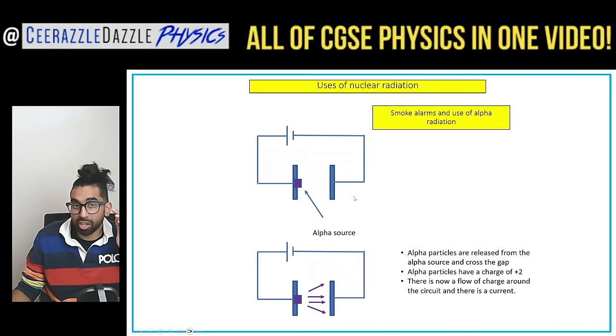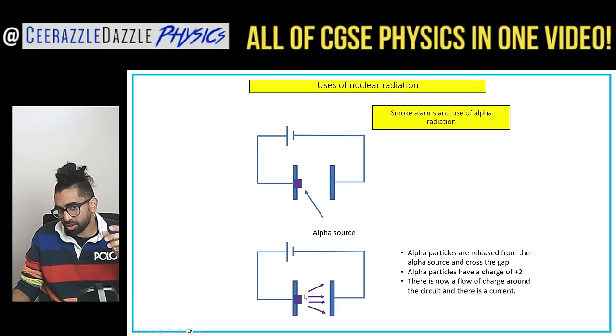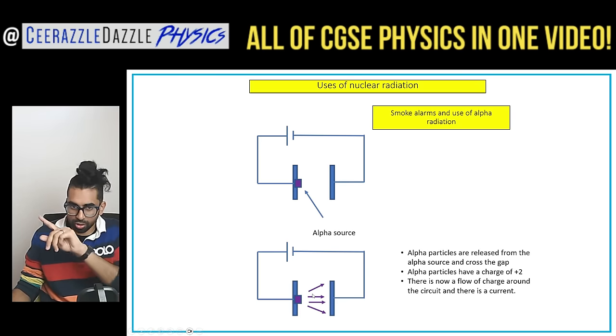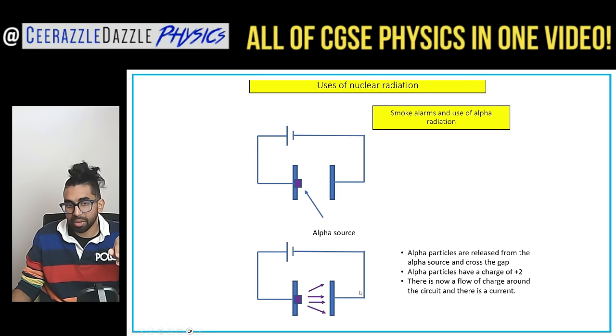Now from here, we're going to look at the uses of nuclear radiation. Over here, this is the physics behind a smoke alarm, and it actually uses nuclear radiation. Here we've got a cell, and a terminal over here, and they place an alpha source on one side. The alpha source will emit alpha particles. They will travel across the gap over here. So now you've got a flow of charge because the alpha particles are charged. They can cross the gap. There will therefore be a current as it goes around the circuit.